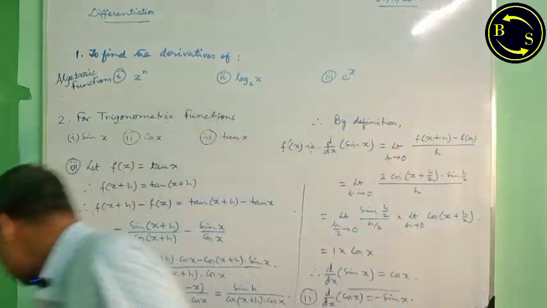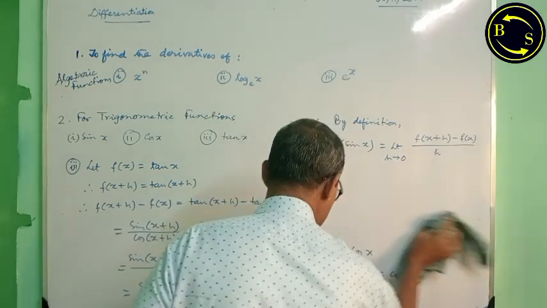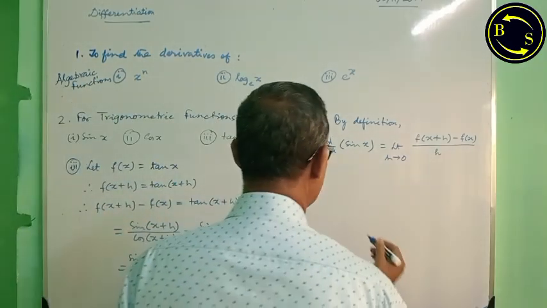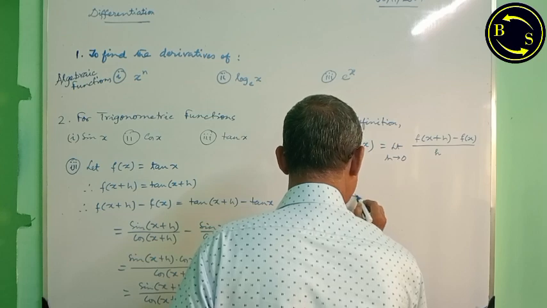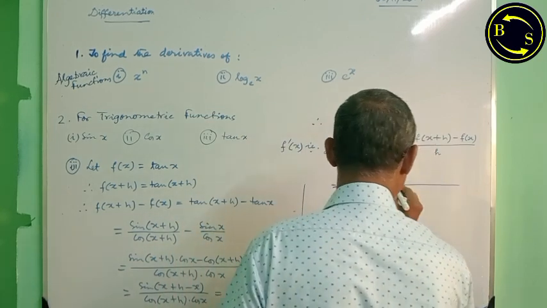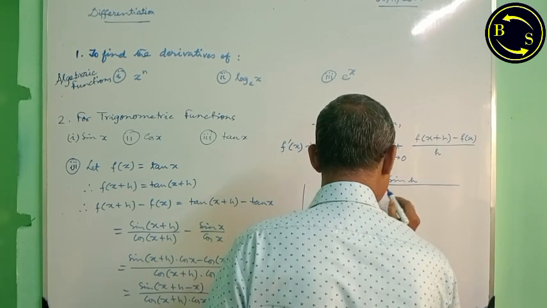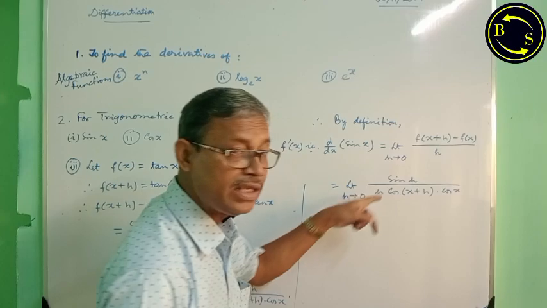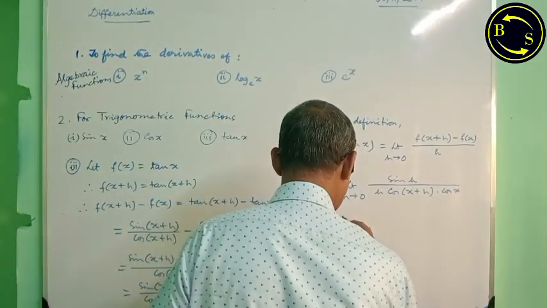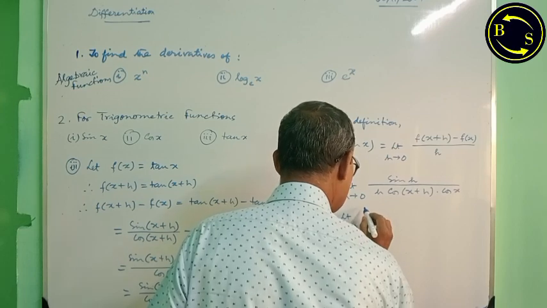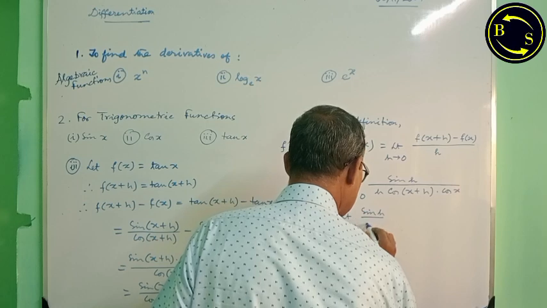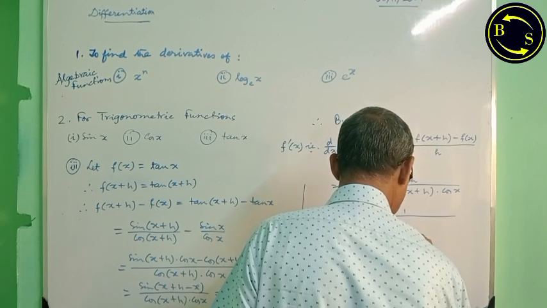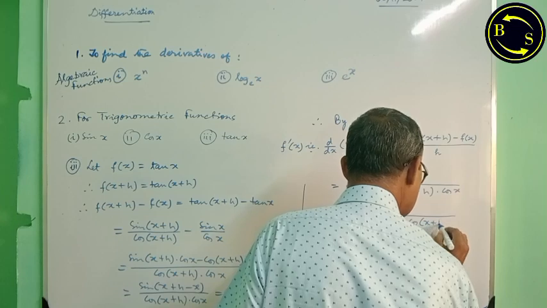Then, by definition, this part will be changed. It will be limit h tends to 0 of sin h over h cos(x + h) into cos x. Now sin h by h, limit h tends to 0, that is standard limit. That is why I write like this, limit h tends to 0 sin h by h into 1 by limit h tends to 0 cos(x + h) into cos x.